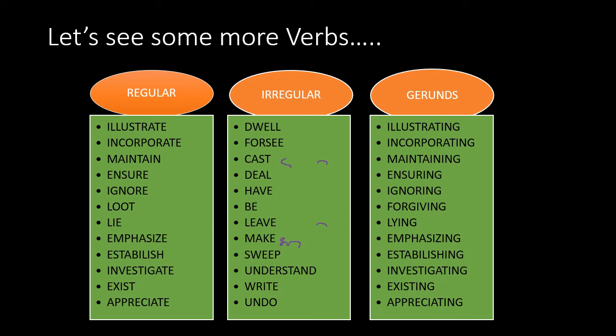Gerunds, as we know, end with the ing form. Illustrating, incorporating, maintaining. I am maintaining the records. That means the records I am maintaining at the current time. Why are you ignoring me? Right? So the person is ignoring me at the current moment.